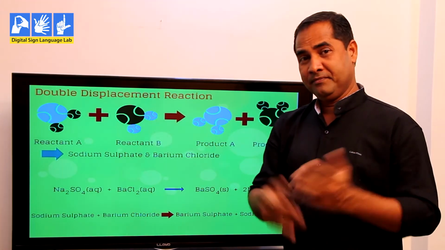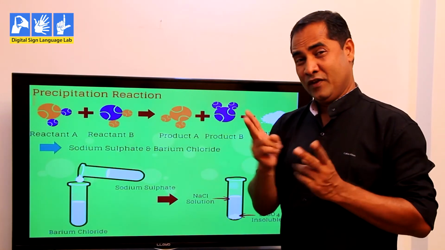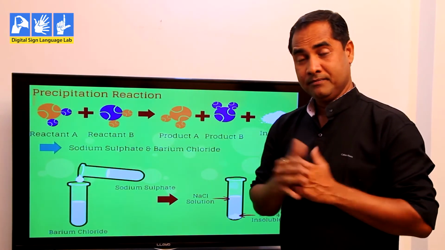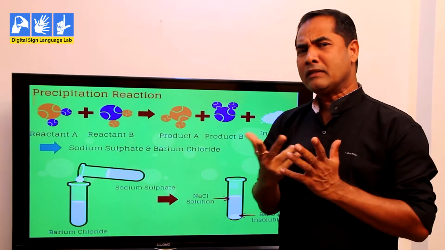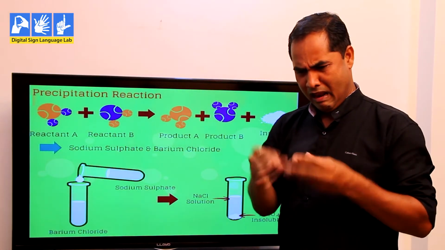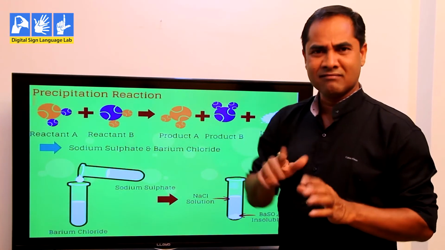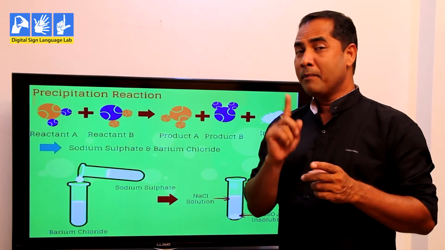So like this, there are many different kinds of chemical reactions. Another type of chemical reaction is the precipitation reaction. What is the meaning of precipitation? Something which is left after the reaction is over, a precipitate.